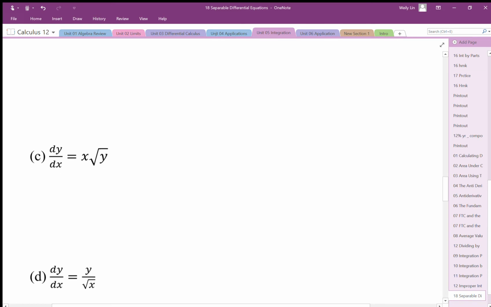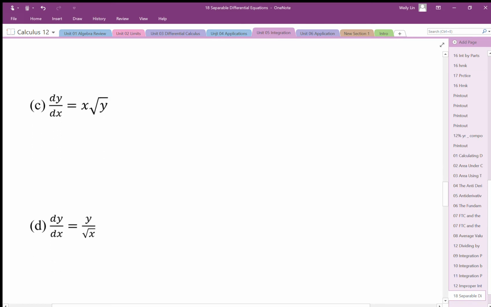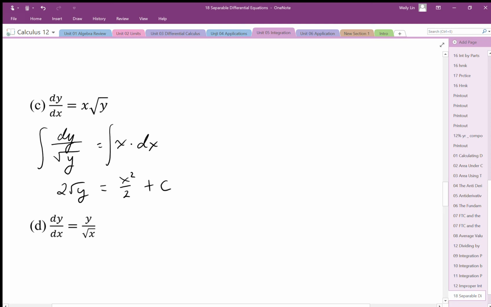Okay, so let's try some more here. These are, again, separable. If we can separate these out with times and divide, we can separate and integrate. So we want to put the y's on the dy side, and I want to put the x's and the dx's on the other side. Once I do that, I can integrate both sides. So basically separate, integrate. This becomes 2 root y, and this becomes x squared over 2 plus c. So there it is. There's the general solution to this differential equation. Okay, that's the general solution.